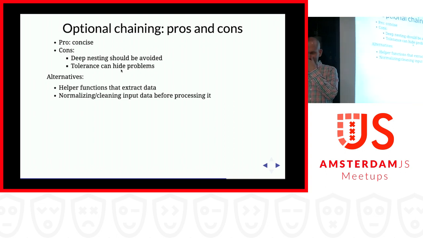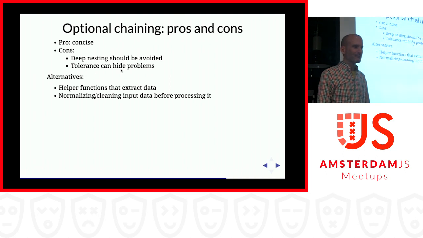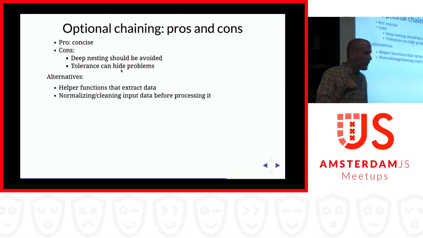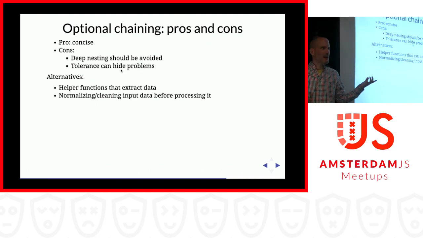And the other reason is that tolerance can hide problems. So if you use this optional chaining operator, you can get very far without there ever being an exception. Actually, you would like an exception to be thrown, because you have a null in between and it still keeps going. And io-ts, for example, would help you with that because it does a real schema check. But it can still return a null if you make an expression.